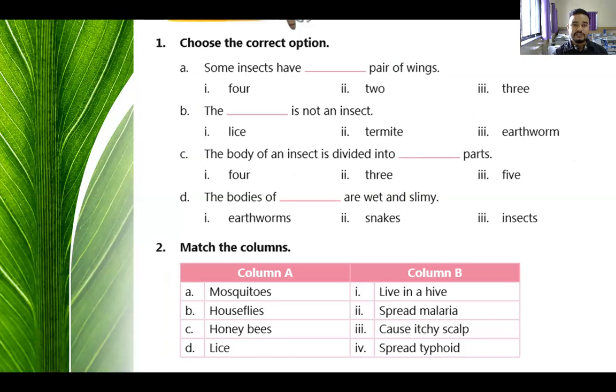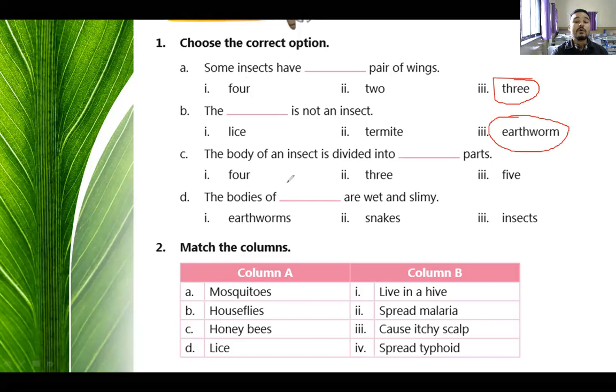So the first question is: choose the correct option. Some insects have dash pair of wings. So how many pairs of wings do they have? 4, 2 or 3? Insects have 6 legs. So 6 divided by 2 means they have 3 pairs of wings. Now the dash is not an insect: lice, termite or earthworm. Out of these, earthworm is not an insect.